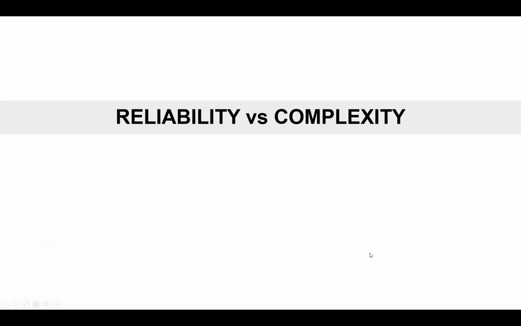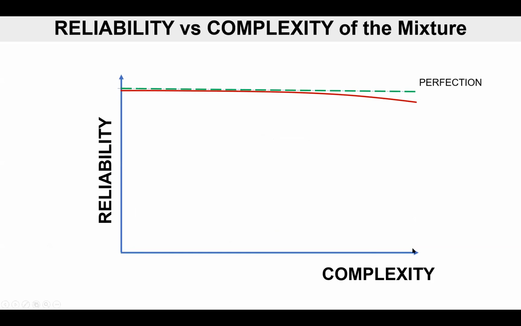Now, it's useful to also look at how reliability is related to complexity of the sample. You can imagine the horizontal axis here showing increasing levels of complexity, and the vertical axis showing increasing levels of reliability, and the green dashed line as perfect reliability, or 100% correct every time. A particular LR system may have a very high degree of reliability for low complexity, and then the reliability falls off. A not so good LR system might have a reliability complexity curve that looks like this, and an even less desirable system might look like this.